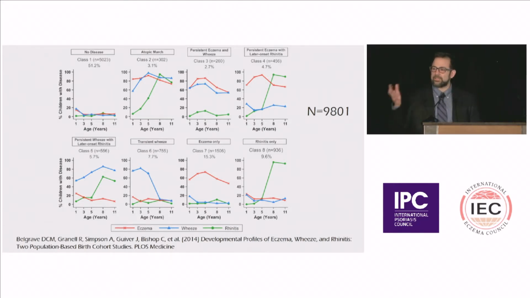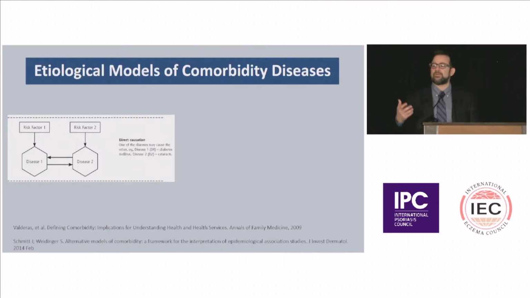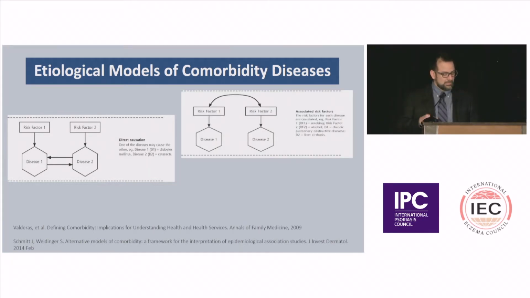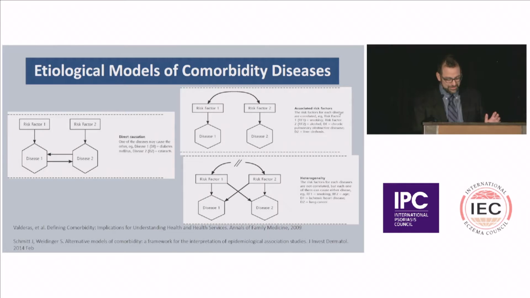So if you try to model atopic dermatitis into one of these accepted models of comorbidity, it doesn't fall into a direct causation model very well, strictly. It's not really associated risk factors that give you that comorbid disease, strictly. It's more the heterogeneity model of comorbidity, meaning that you can have the same risk factors for asthma or atopic dermatitis or food allergy. And then I would add a couple arrows to this, that you can also have the direct causation, so it's even more heterogeneous than these simplified models, of course.